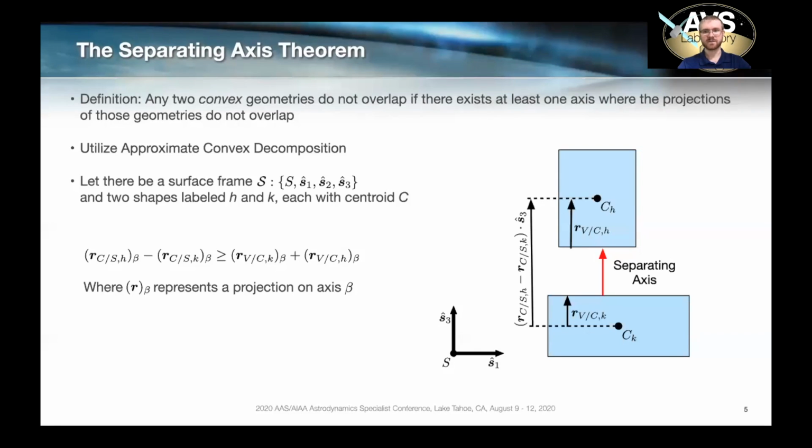Then, we can say that beta is a separating axis if the distance between the two centroids in the direction of beta is greater than the sum of those RVC vectors. This inequality provides a basis for preventing the lander from intersecting any surface hazards. However, now we must discuss how to choose the direction beta.